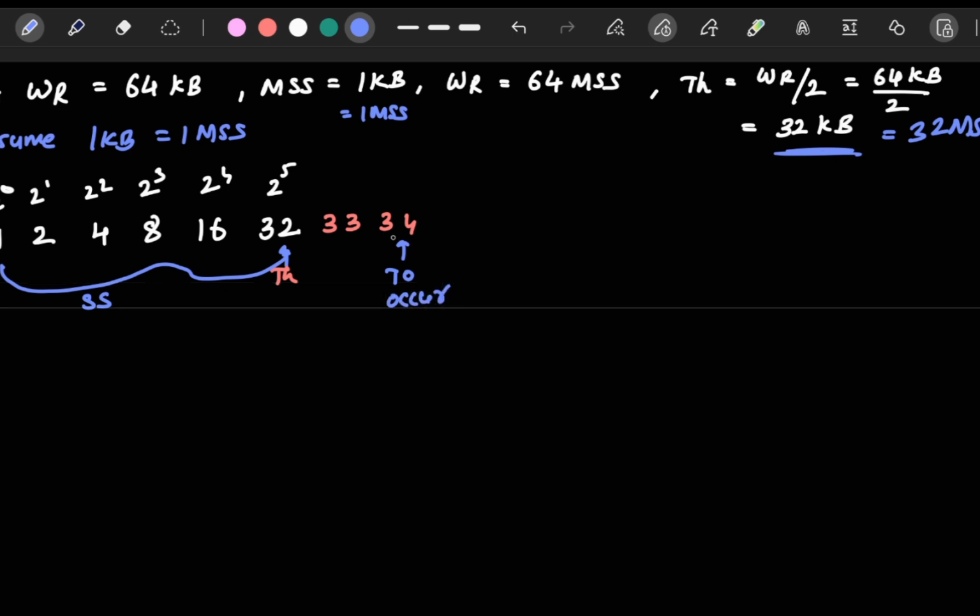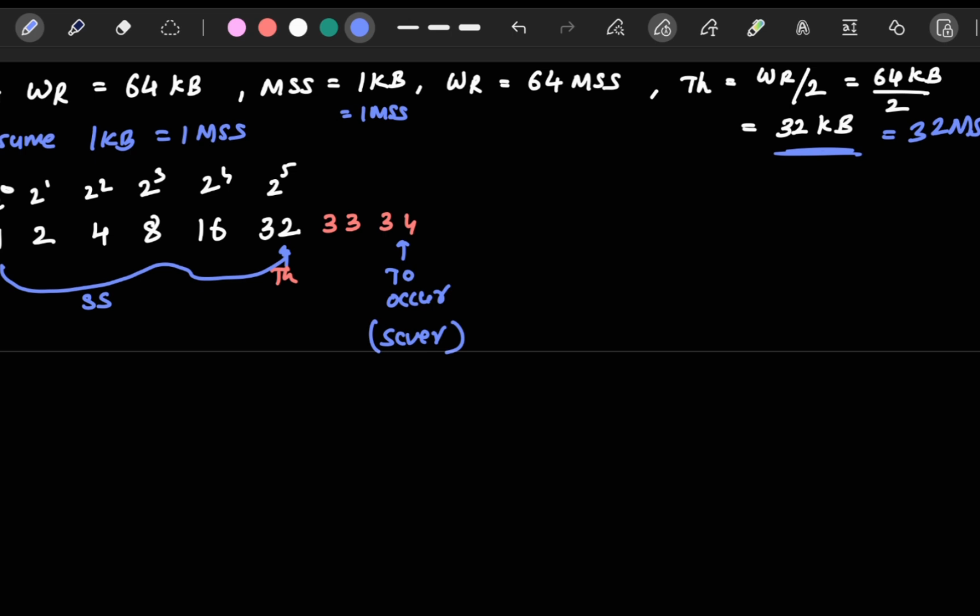What does it mean? The sender had sent 34 segments and one segment is lost. After that, all the segments are lost. That is the meaning of timeout occurring. So after sending 34 segments, one segment is lost, and after that all the segments are lost. So that means a timeout will occur, right? This situation is severe. This is congestion, and this congestion is very severe.